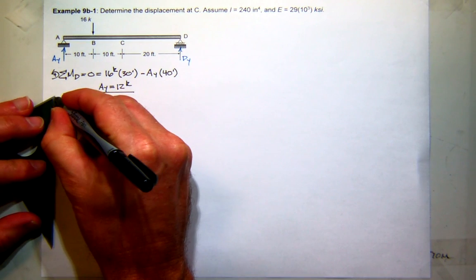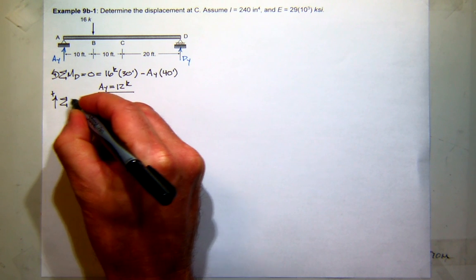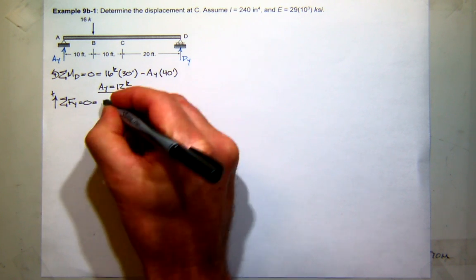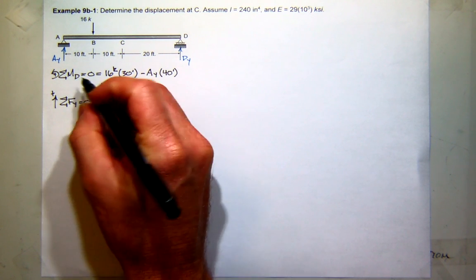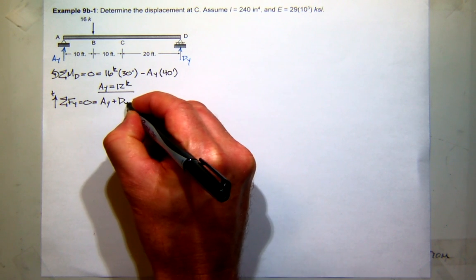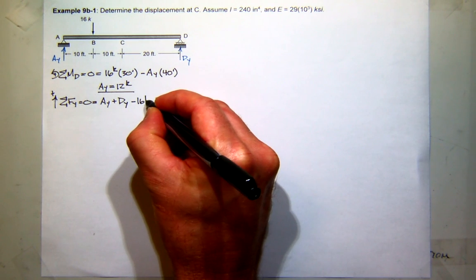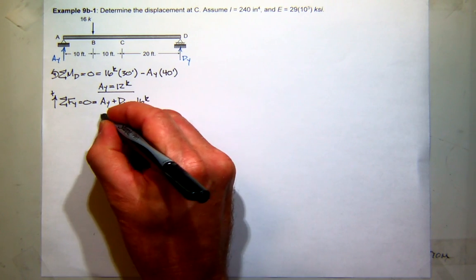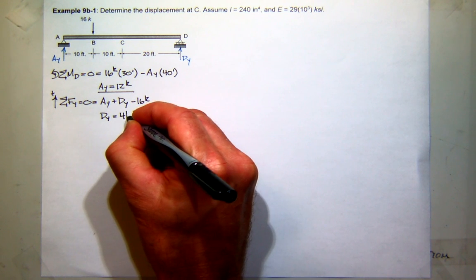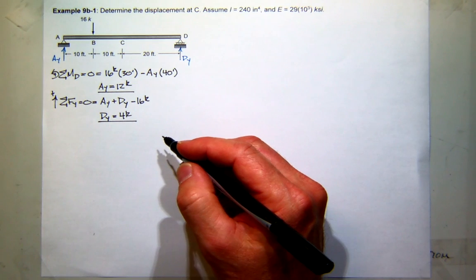And then if we sum forces in the y direction, I'll assume up as positive. Then I'll have AY, which acts up. DY also acts up. And the only load in the structure, 16, is acting down. So I should be able to solve for DY. It looks like it's 4 kips. Any questions about that?